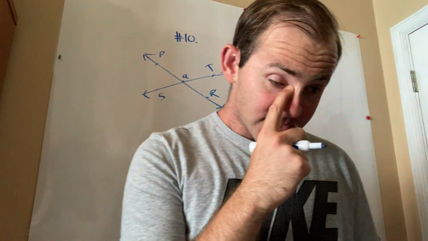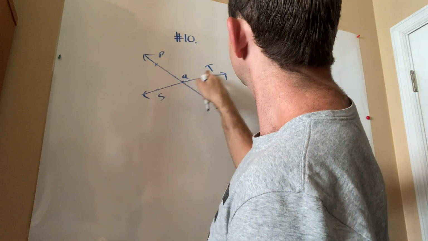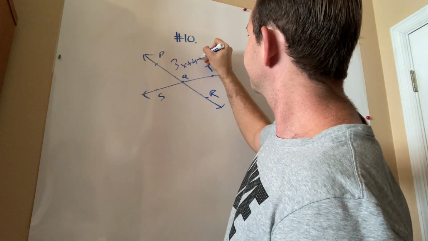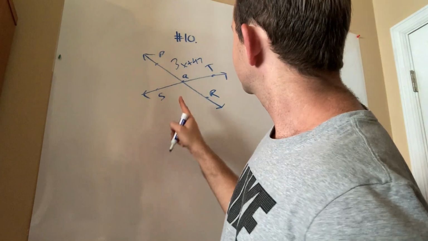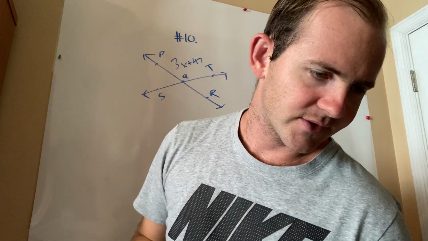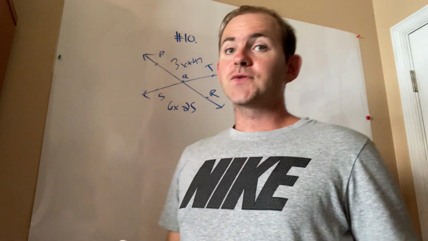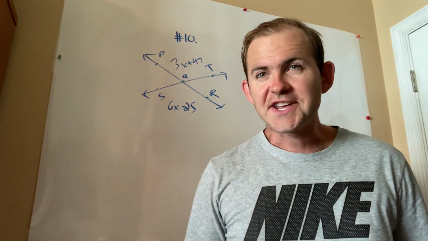All right, then they actually give me some information here, don't they? They give me PQT, that's 3x plus 47. Let me write that in. And then they tell me SQR, which is on the bottom here. So that's 6x minus 25. Remember, if they don't give you the information in the diagram, write it in.